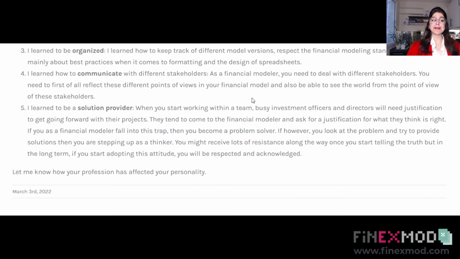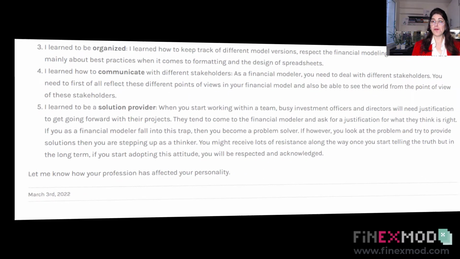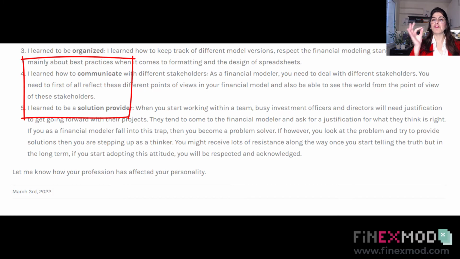The third quality of a financial modeler is organization. A financial modeler needs to be organized. You will need to deal with a lot of model versions, and also your financial model itself needs to be very organized. You need to separate your inputs from your calculation and present your result in a very organized manner. The fourth skill, which I think is very important, is communication.